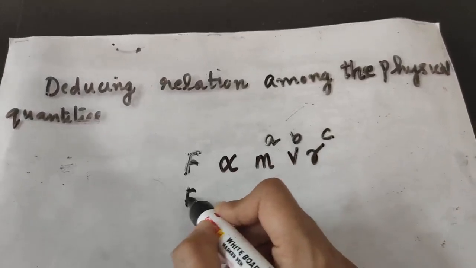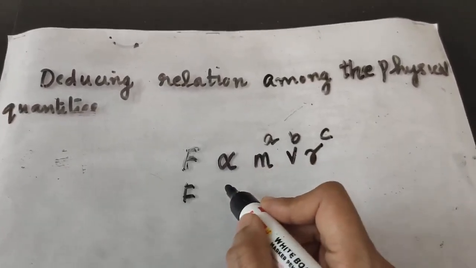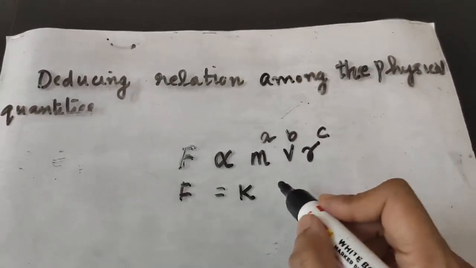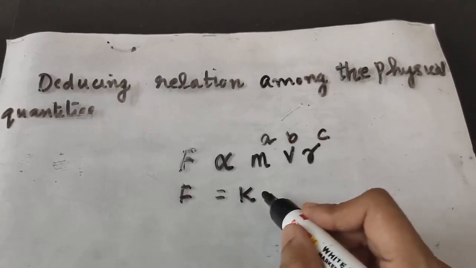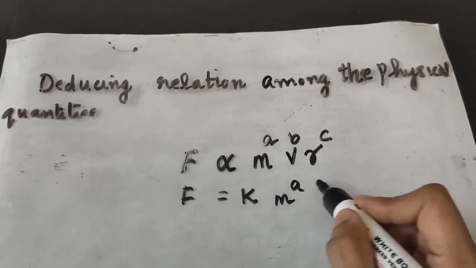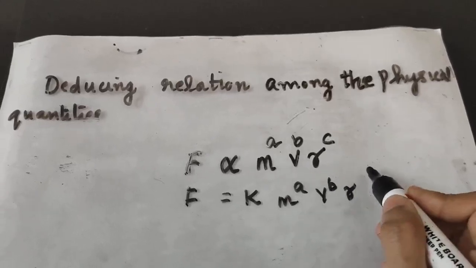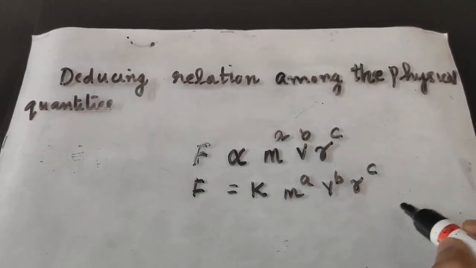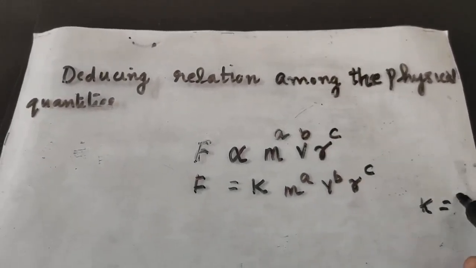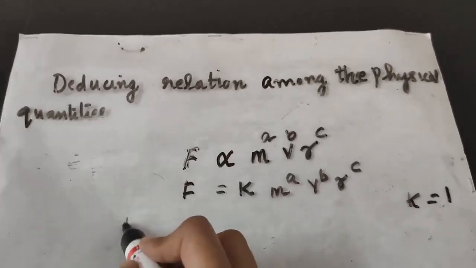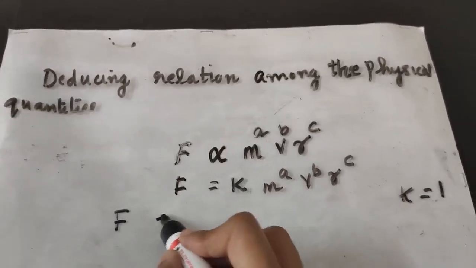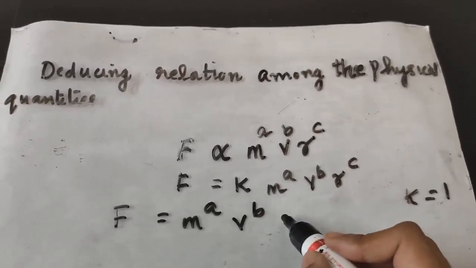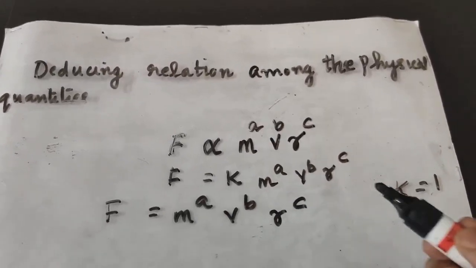Before that, let us remove the proportionality sign by introducing a constant. Let us take K as the constant. So this equation can be written as F is equal to K into m raised to a, v raised to b, into r raised to c. Here the value of the proportionality constant K is taken as 1. So this equation can be written as F is equal to m raised to a, v raised to b, into r raised to c.